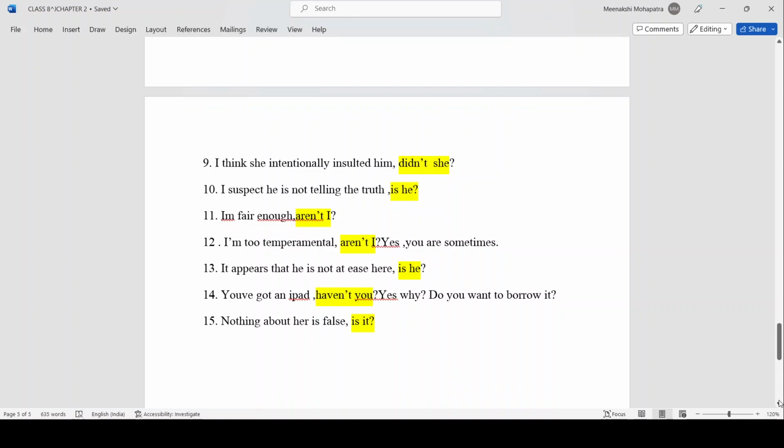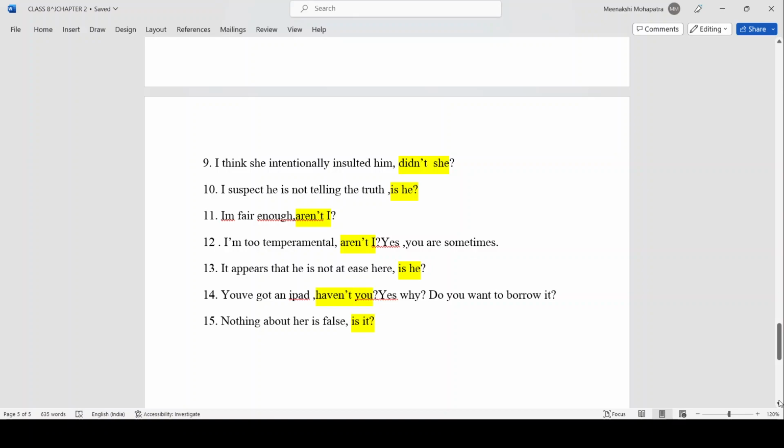Number 10. I suspect he is not telling the truth. Is he? Number 11. I'm fair enough, aren't I? Number 12. I'm too temperamental, aren't I? Yes, you are sometimes. Number 13. It appears that he is not at ease here, is he? Number 14. You've got an iPad, haven't you? Yes. Why? Do you want to borrow it? Number 15. Nothing about her is false, is it?